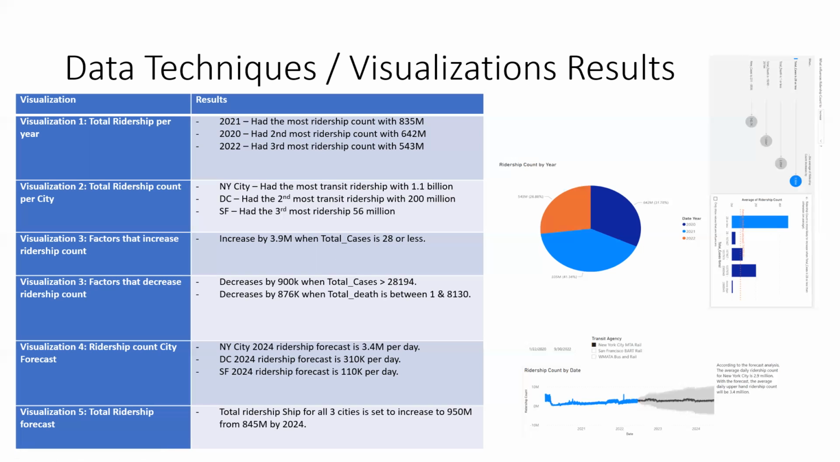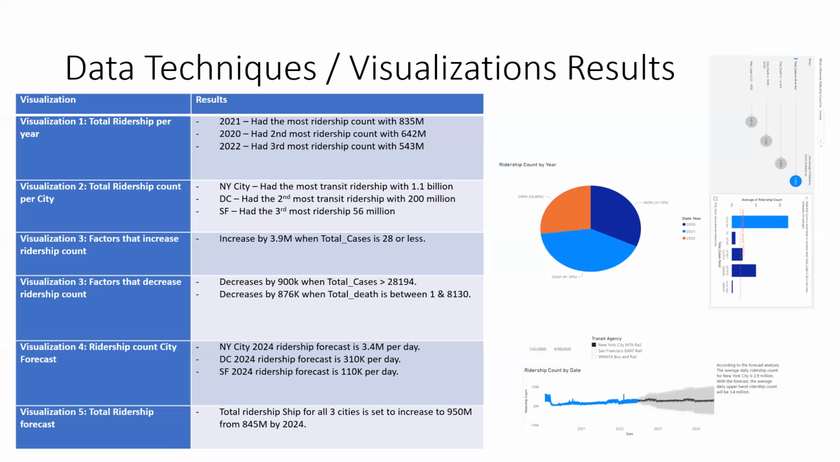So maybe this was at the beginning of when COVID-19 had just started spreading, but for some reason, the visualization found that when the total COVID-19 cases were less than 28 for that day, the transit ridership would increase by 3.9 million.